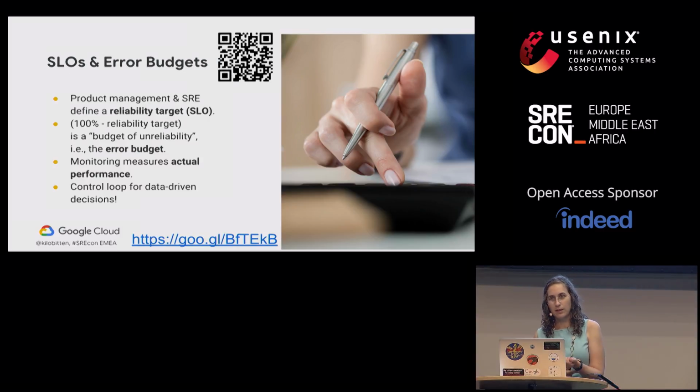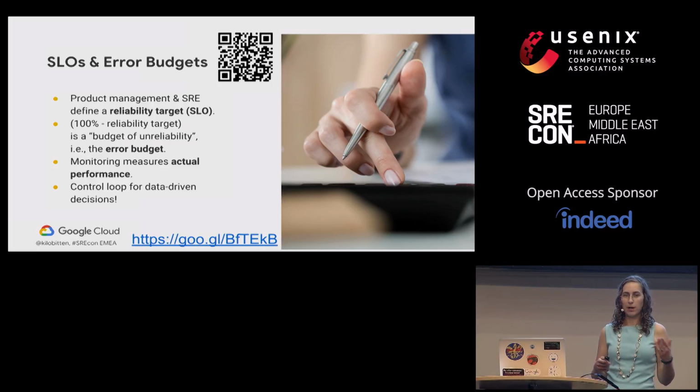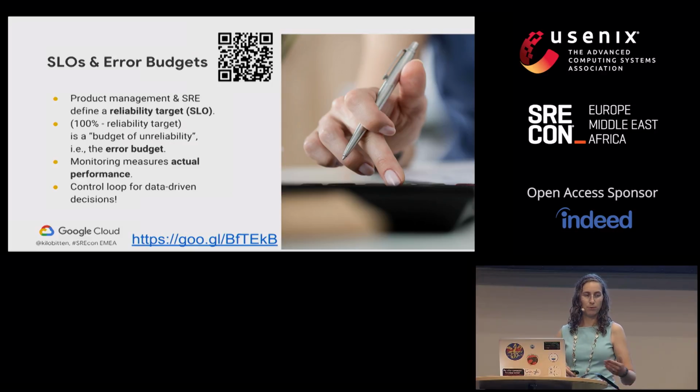I think that probably most of you have heard something about SLOs already during the conference. There's been a lot of talks. But if you need to know more, the link here is to a talk by my colleague Liz Fong-Jones at Codis Craft, talking about SLOs and error budgets. Giving the 30-second version, SLOs are targets that we set through a collaboration of product management and SRE. Once you have that reliability target, you can take 100% minus that for your budget of unreliability, or your error budget. You can use monitoring to measure the actual performance, and then use the data you get from that as a control loop for making data-driven decisions.